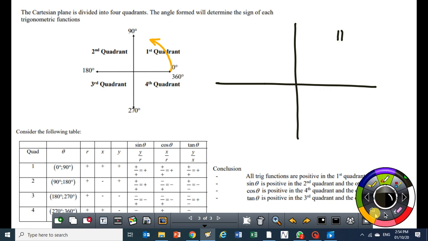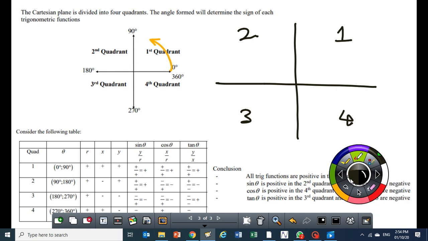Can we use normal numbers? Okay, let's do that. That's quadrant 1, that's quadrant 2, quadrant 3, quadrant 4. Can you pay attention? Right, so we've got 4 quadrants. Can you stop it? Get out.